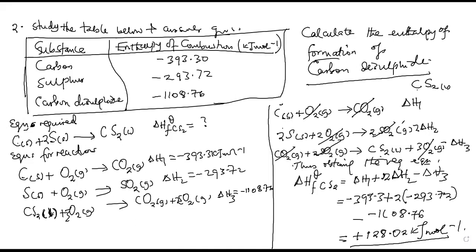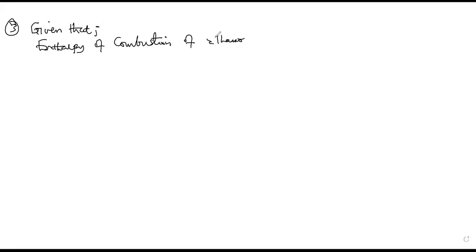And number 3, given that the enthalpy of combustion of ethanol is negative 1371 kilojoules per mole.